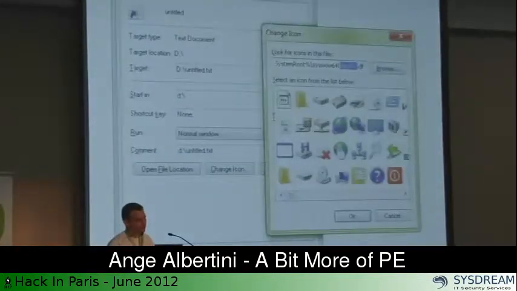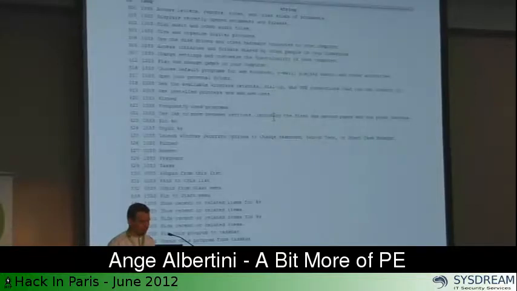PE file format is also used to store pure data stuff. So for example, when you share icons, the icons are typically stored in a DLL that is used just as DLL icon storage. It's also used, for example, in Windows 7 and XP.